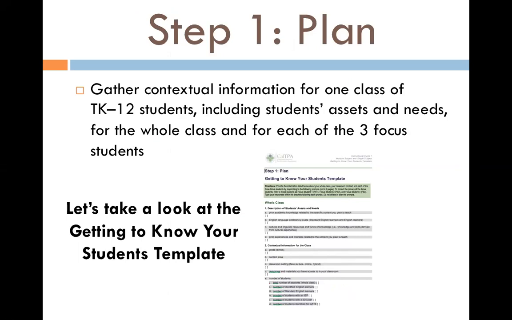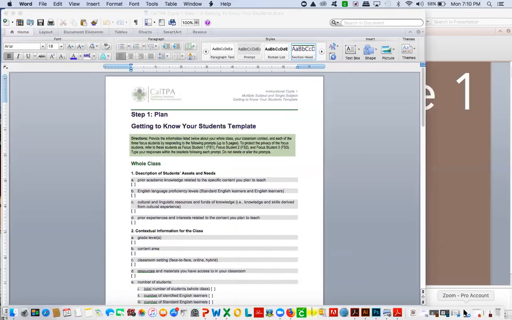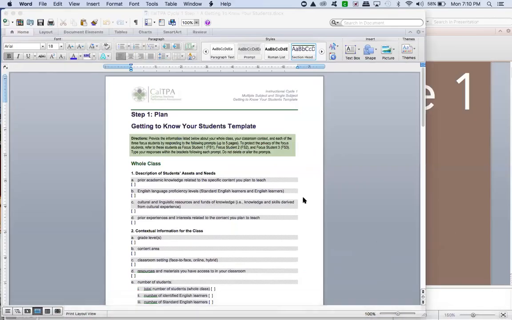Perfect. So step 1, the plan, you're going to, again, gather the information, and we'll look at one of the templates real quick that you're going to fill out for step 1 and for cycle 1 and cycle 2. See if it pops up here. This is what a template looks like.